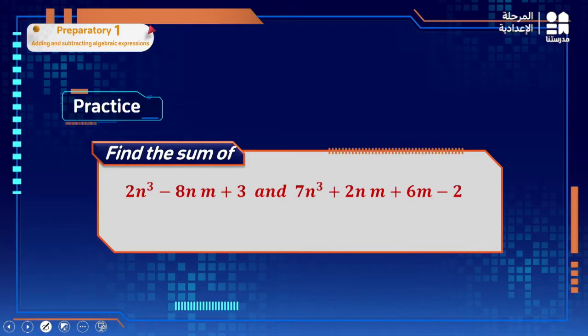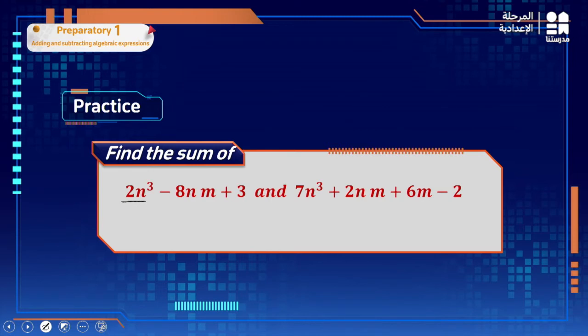Now we are going to take an example for it. Find the sum of 2n to the power of 3 minus 8nm plus 3 and 7n to the power of 3 plus 2nm plus 6m minus 2. I'm going to solve it by the horizontal way. We underline the same or the like terms. 2n to the power of 3 with 7n to the power of 3 equals 9n to the power of 3.